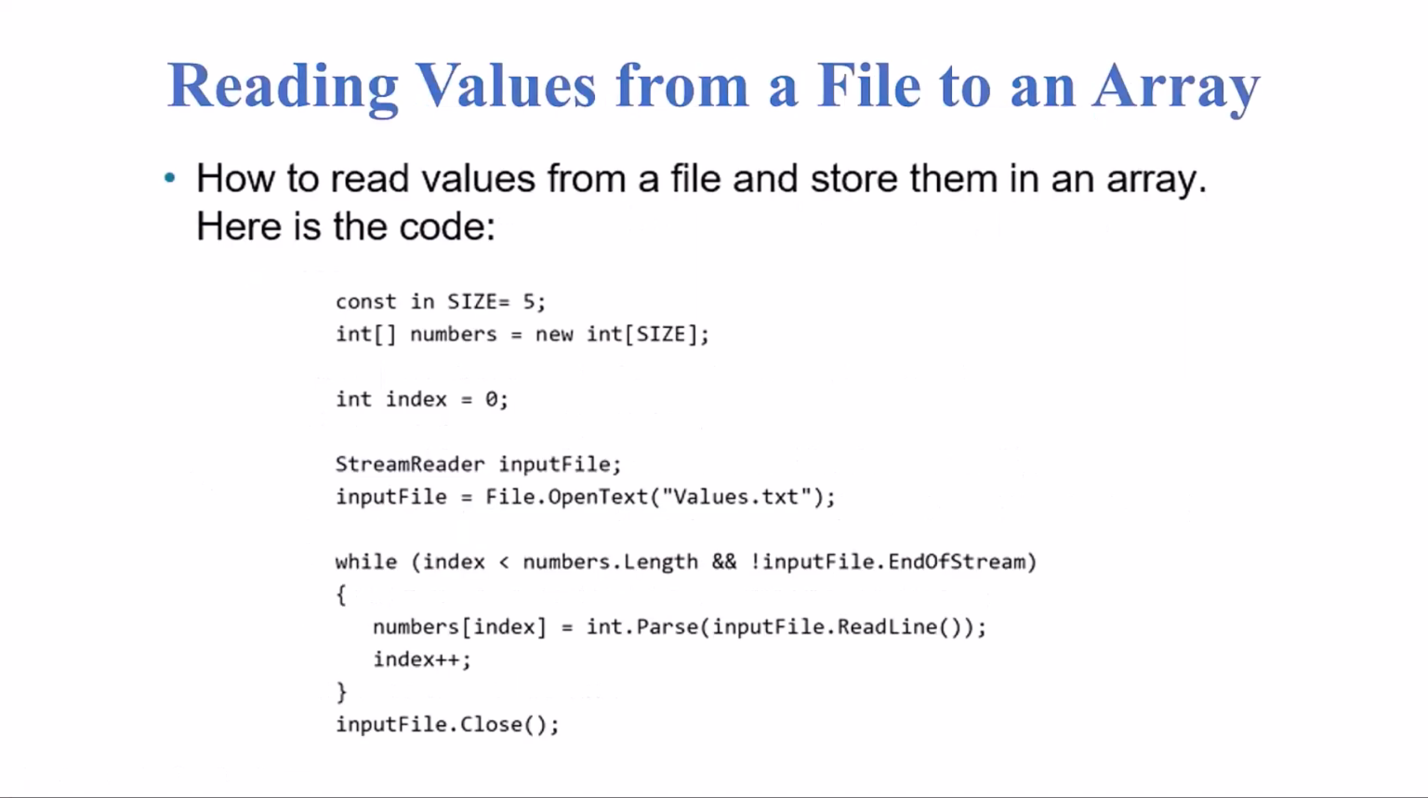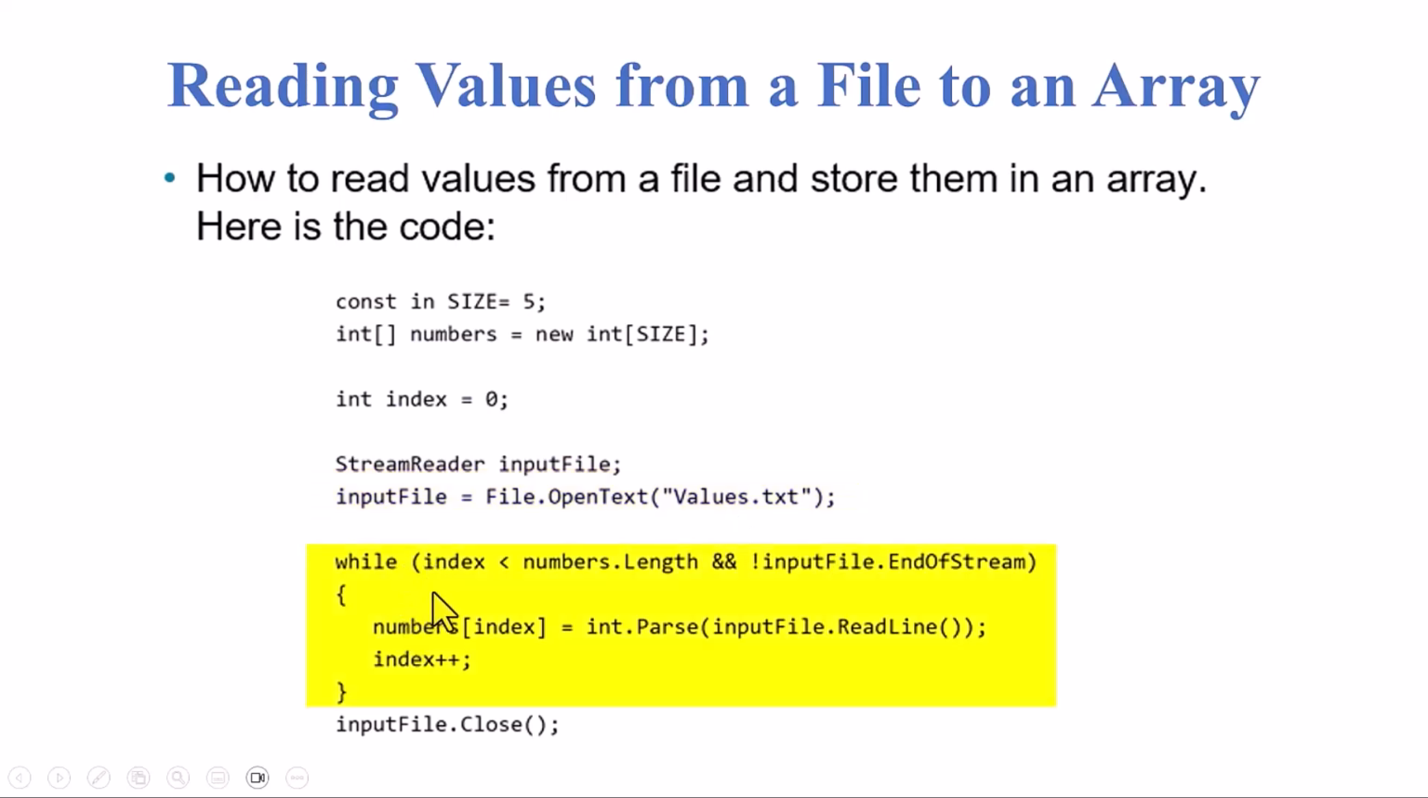Reading a file is not that different either. If we're going to look at that, we set up something about the size of the array. Here's another array of numbers, set up to be size 5. We're opening it up right now. There's nothing in it. We set up our index to be 0. We set our stream reader up to inputFile. And we set our inputFile up to File.OpenText values.txt. We're reading the same file we just wrote a few minutes ago in the other slide.